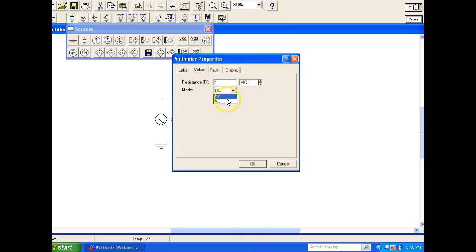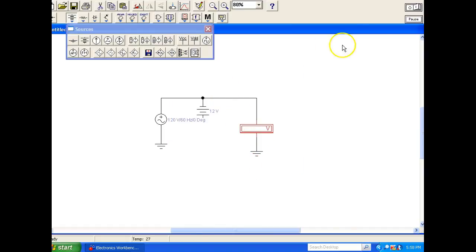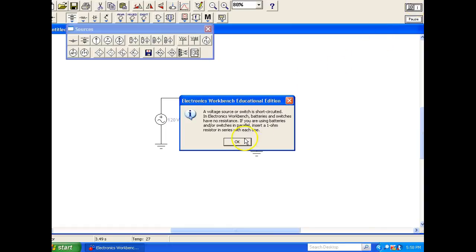Okay, I've got it set up to measure AC. Okay. And we'll turn it on. It's measuring what? Okay. What I'm going to do is come in here and connect this right here to ground. I'm going to turn it on. What does it say? So it said I have a short circuit.